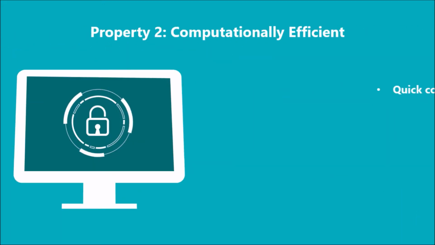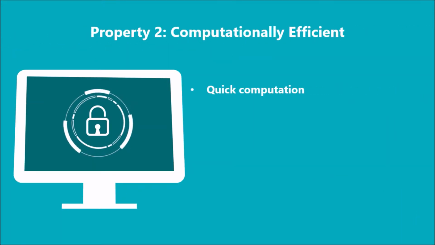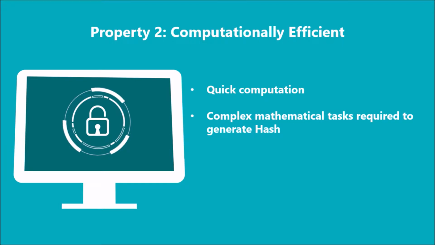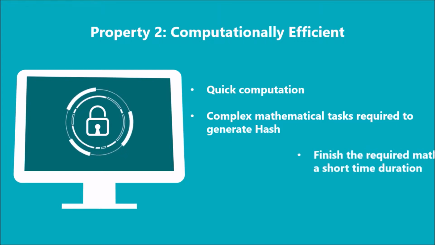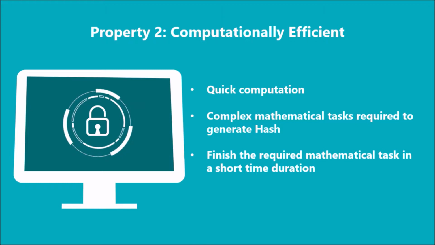One of the other very crucial properties of a cryptographic hash function used in the blockchain is its quick computation. The hashing function requires computers on the blockchain network to perform certain complex mathematical tasks in order to generate a hash from the input data. So when we say that the hash function should be computationally efficient, it simply means that the computers should be able to finish the required mathematical task in a short time duration.